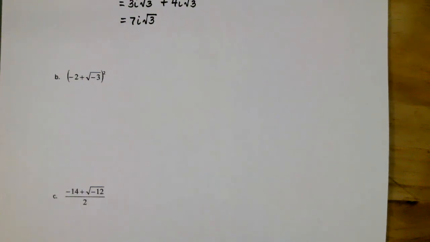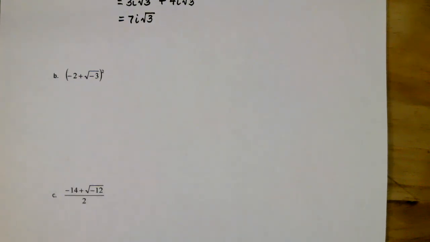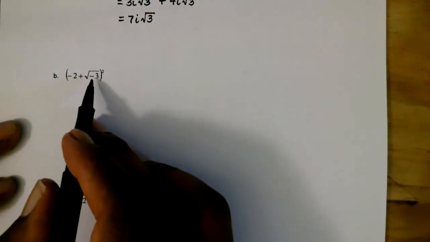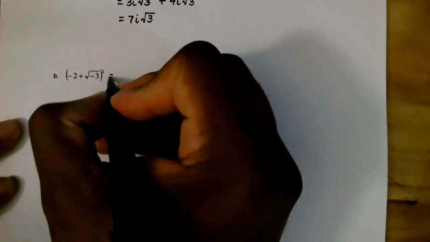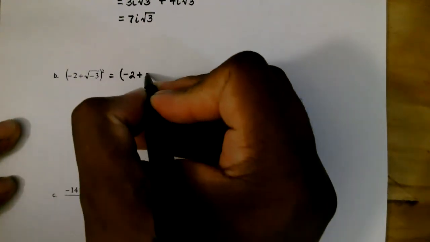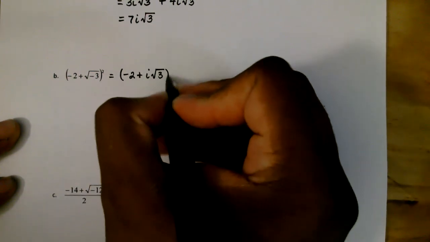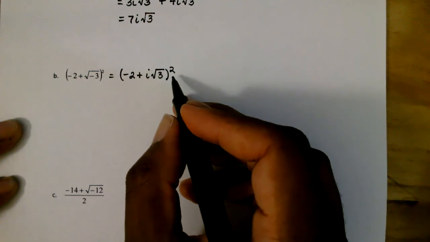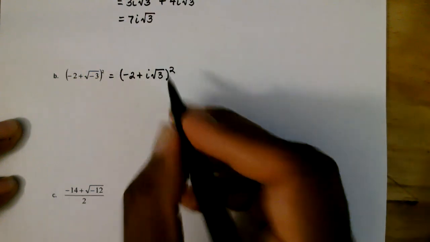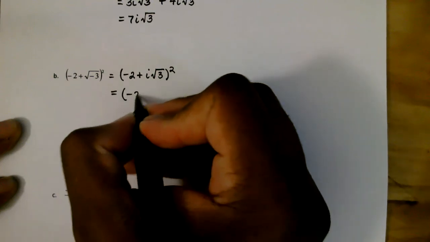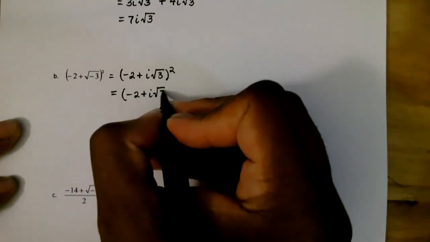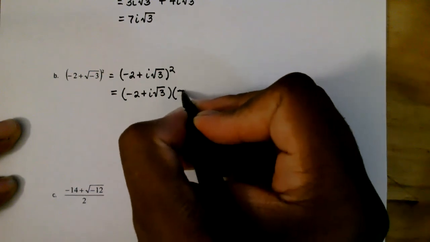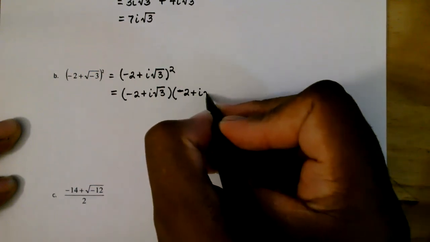Okay, part B. Negative 2 plus the square root of negative 3, quantity squared. Well, there is a negative here that i comes out. So that means I'm going to have negative 2 plus i square root of 3, quantity squared. Now I'm going to write negative 2 plus i square root of 3 twice because the exponent there tells me that this is used as a factor twice. So negative 2 plus i square root of 3, multiplied by negative 2 plus i square root of 3.